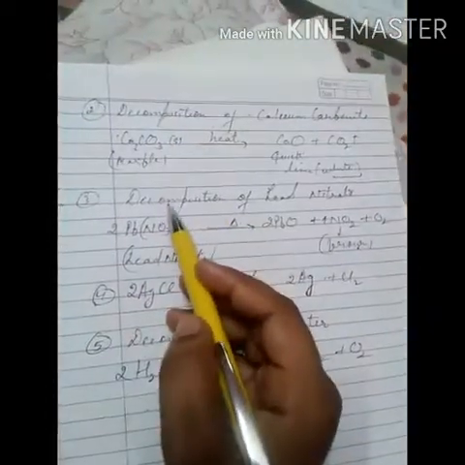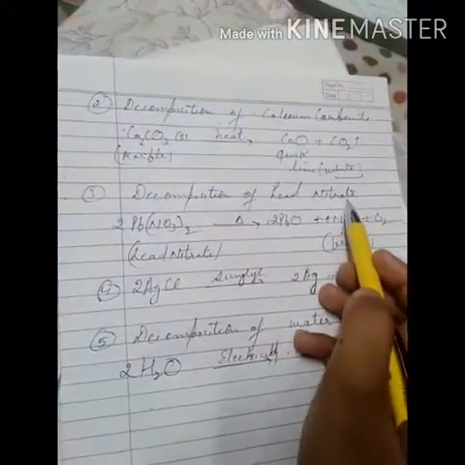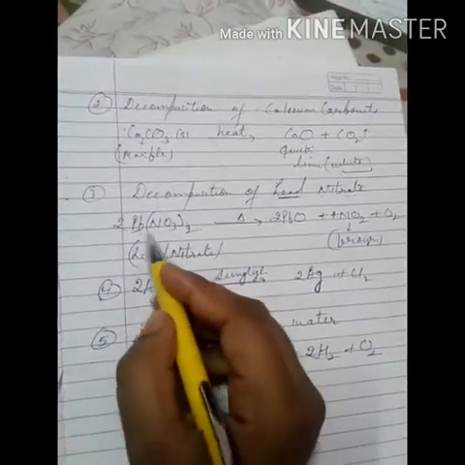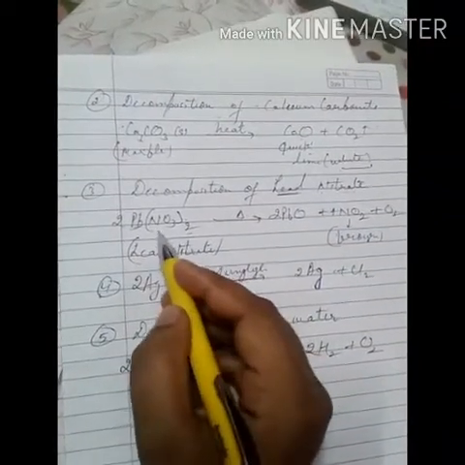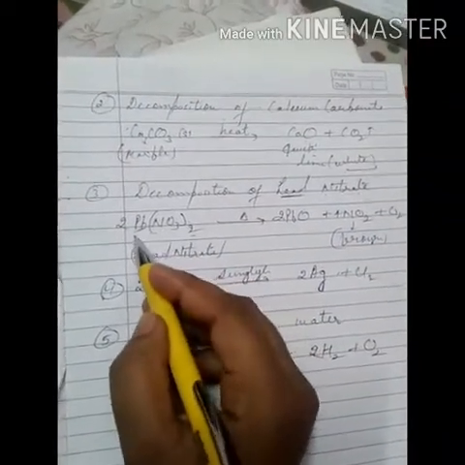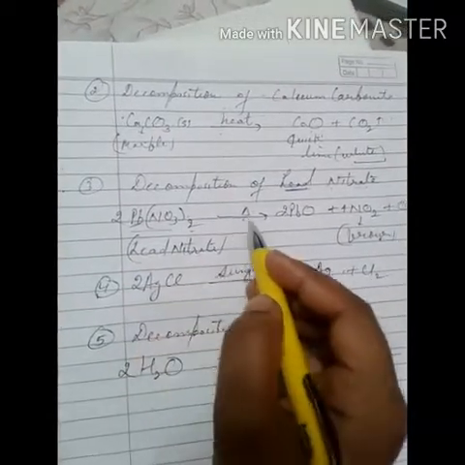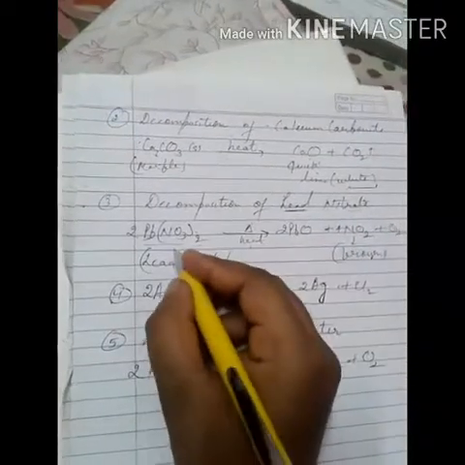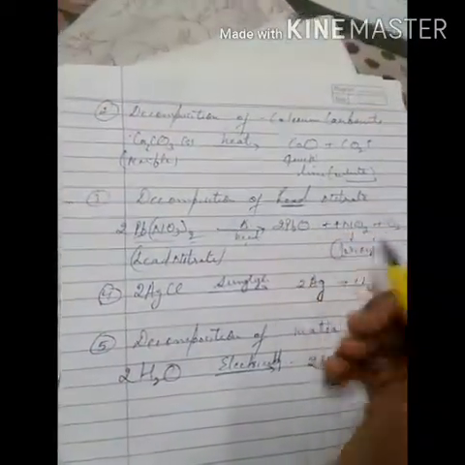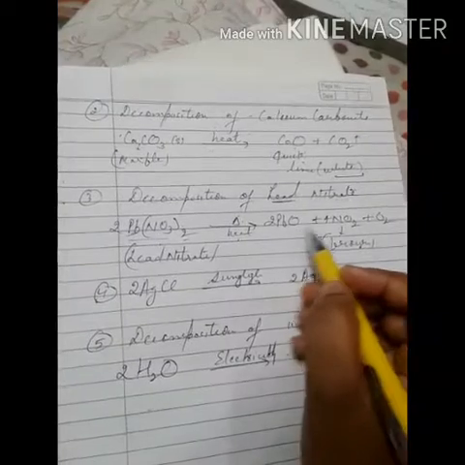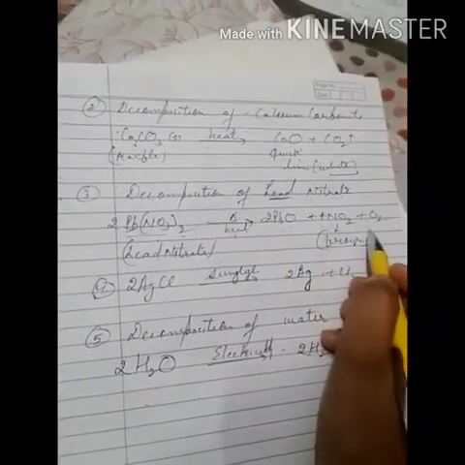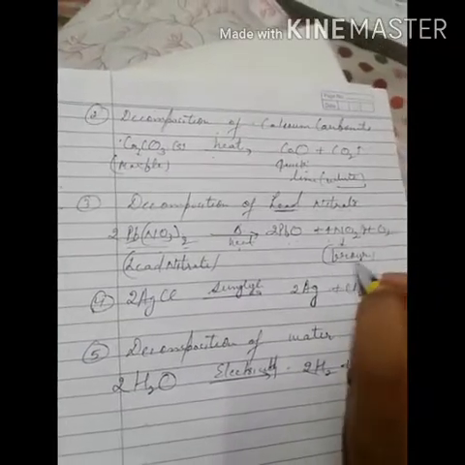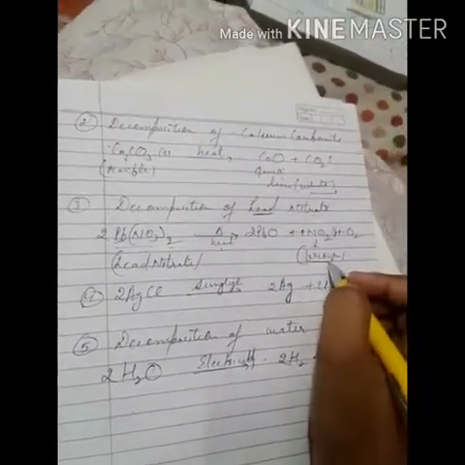So next is decomposition of lead nitrate. Lead symbol is Pb, nitrate NO3, valency 2 crossed over here, nitrate valency 1 crossed over here. So this is the formula of lead nitrate. This is the symbol of heat, the triangle. So when we heat lead nitrate, it is going to break down into lead oxide plus nitrogen dioxide and oxygen. This gas which is evolved, nitrogen dioxide, is of brown color.